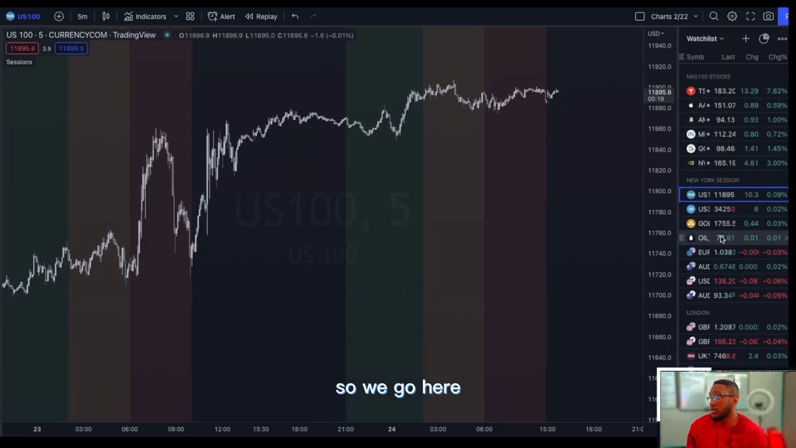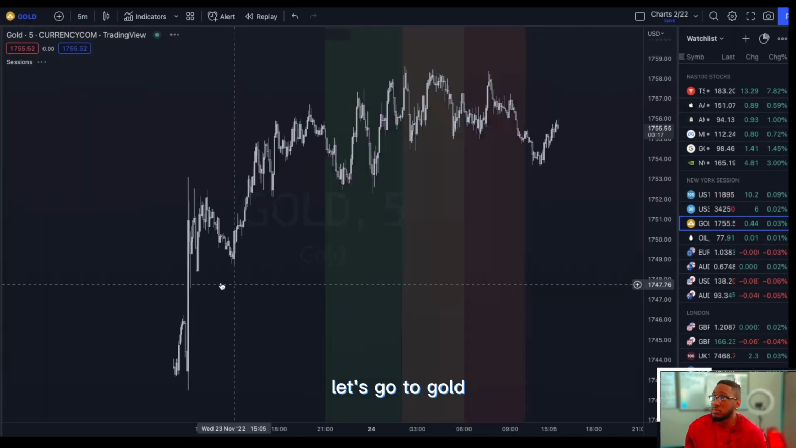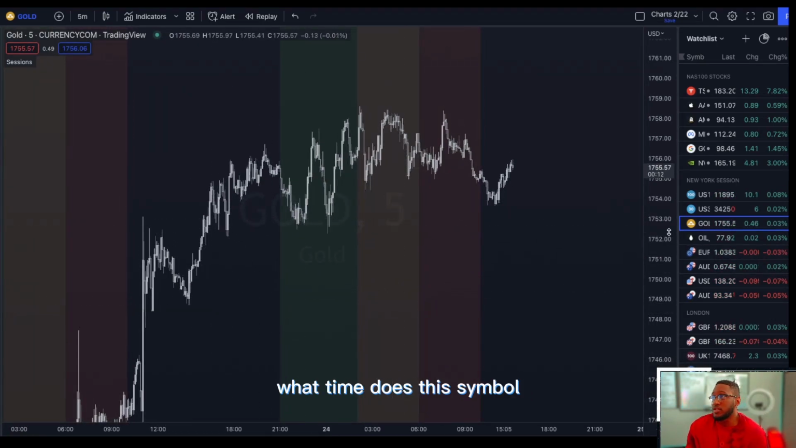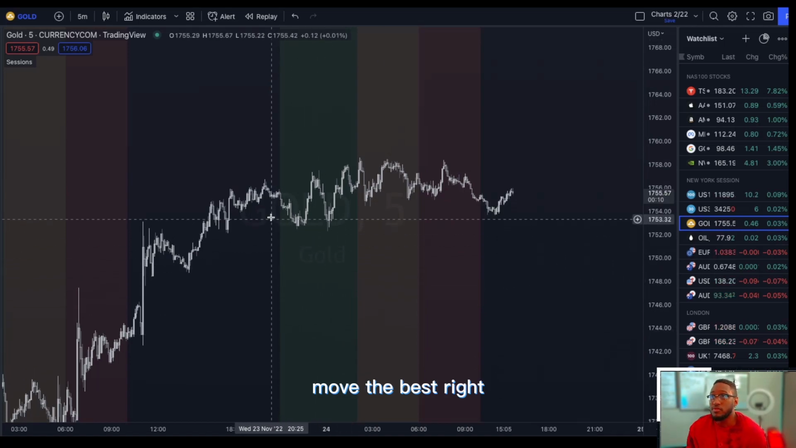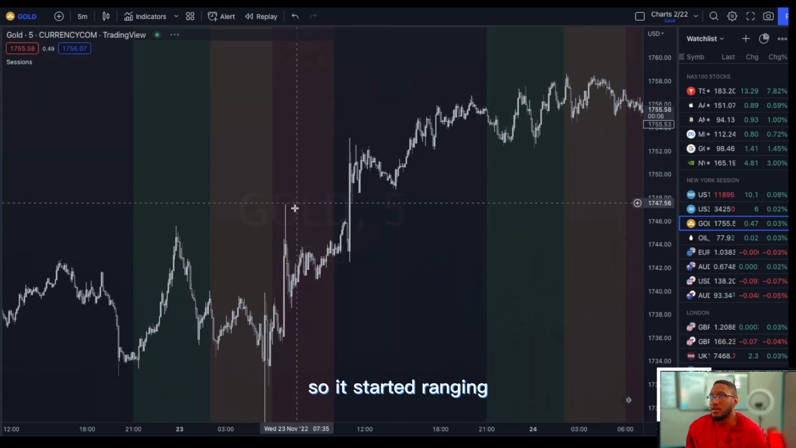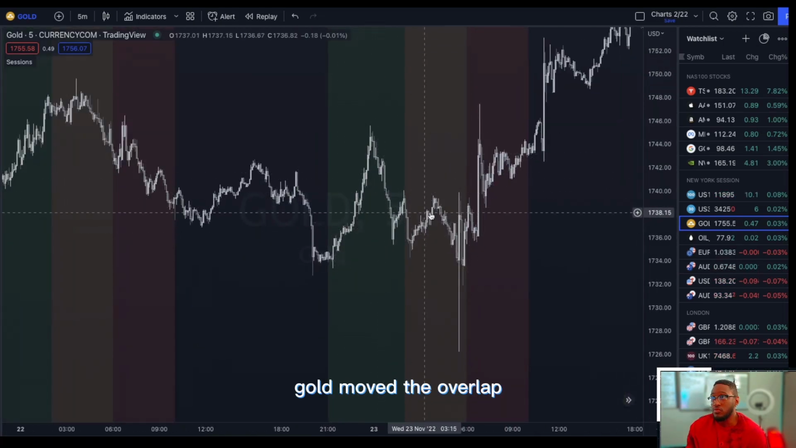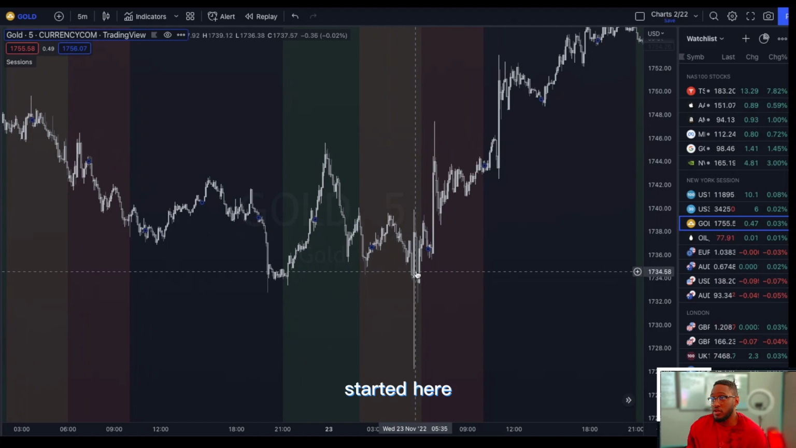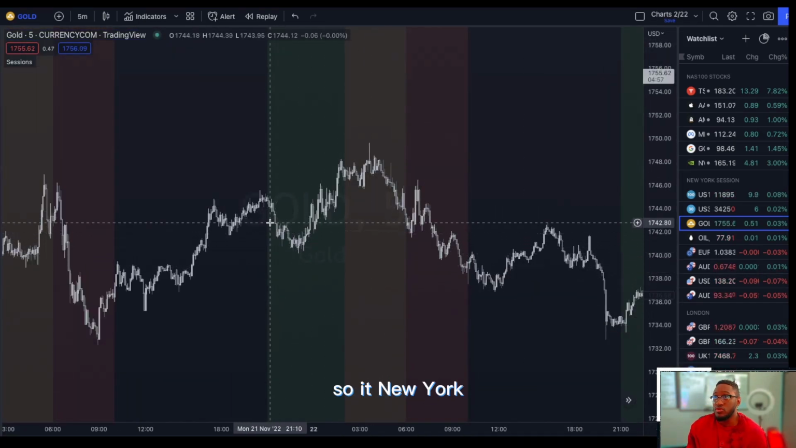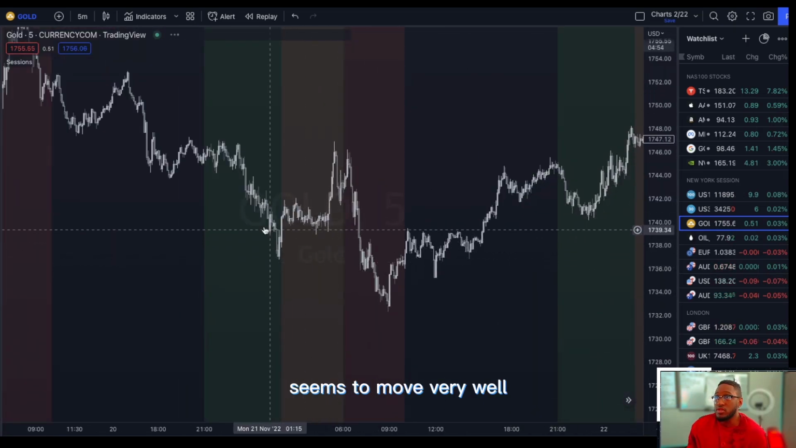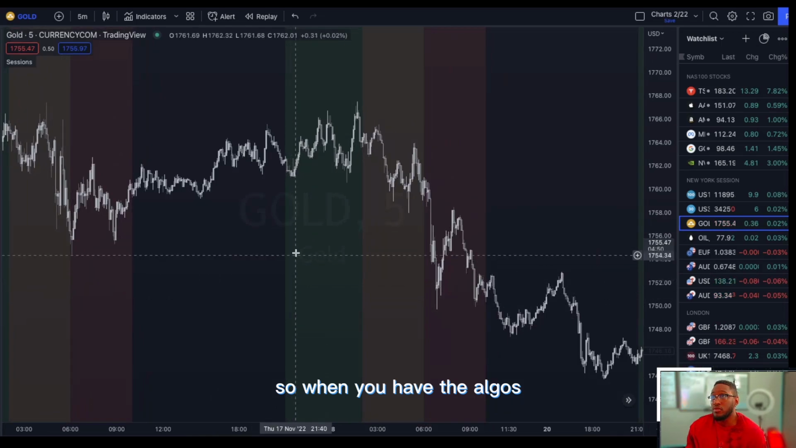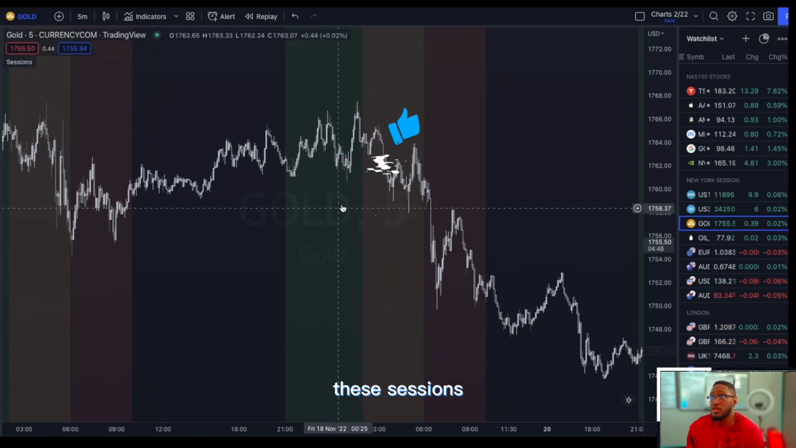If we go to gold, you can map out visually during what time this symbol moves the best. Actually, today's Thanksgiving, so it started ranging, but London session, gold moved, the overlap, and then New York session started here, and then it started wilding. Same thing. So at New York and London, gold seems to move very well. When you have the algos, you can set them up to trade these sessions.